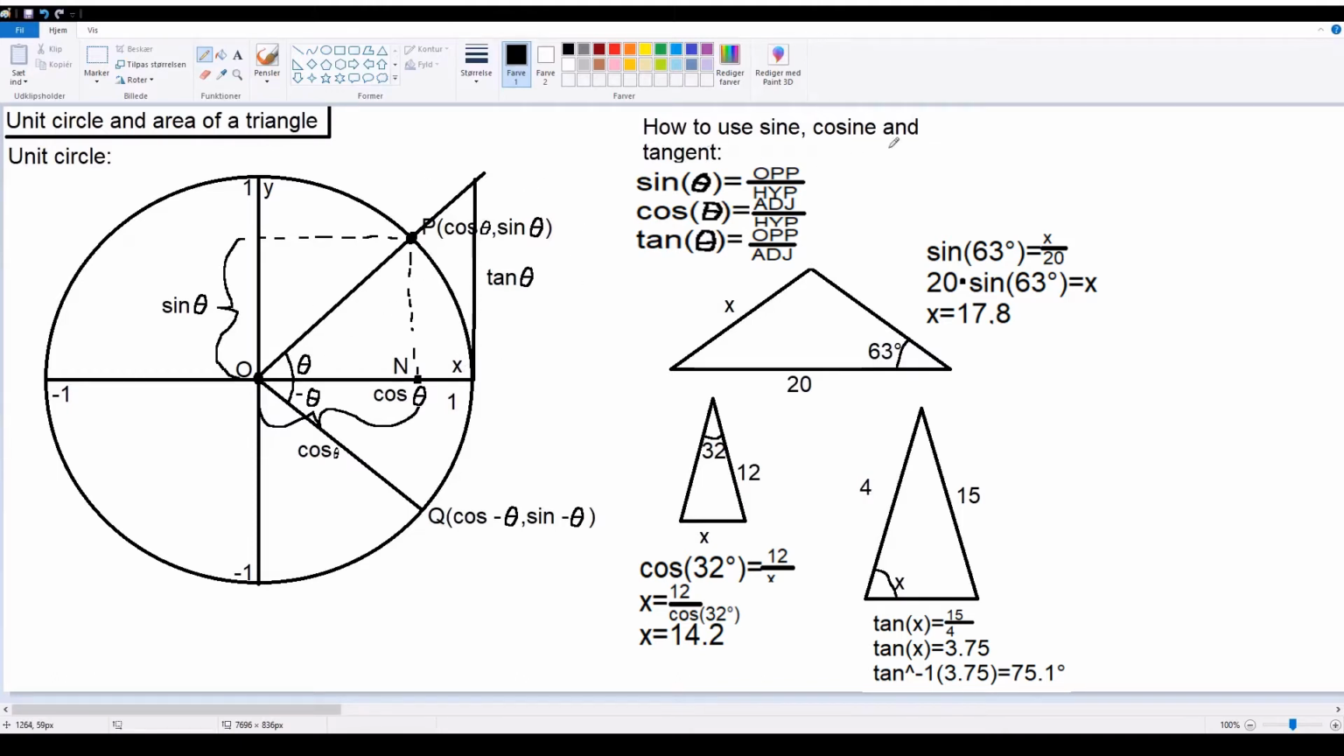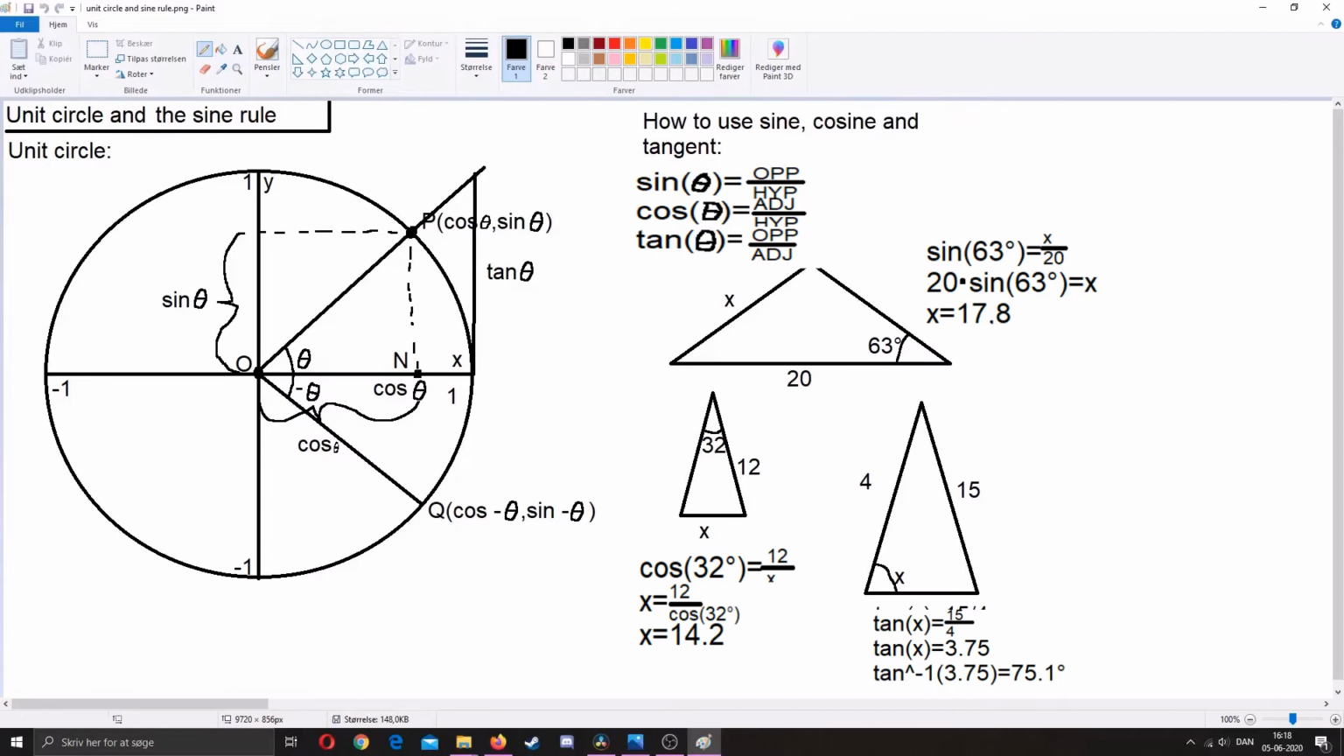Now for how you would use sine, cosine, and tangent. First, you need to know what you need to use to find sine, cosine, and tangent. For sine, you simply divide the opposite side of an angle by the hypotenuse in the triangle. And for cosine, you use the adjacent side of the angle divided by the hypotenuse. And for tangent, you use the opposite side of the angle divided by the adjacent side of the angle.